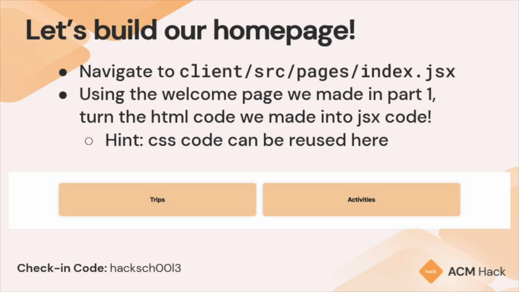Okay, enough talking, let's get to our first activity. Using the welcome page we made in Hack School 1, we're going to turn the HTML code into JSX code. Just a hint, the CSS code can be reused here, and the HTML code just needs to be changed up a little bit. Let's navigate to our index JSX file and try that activity.